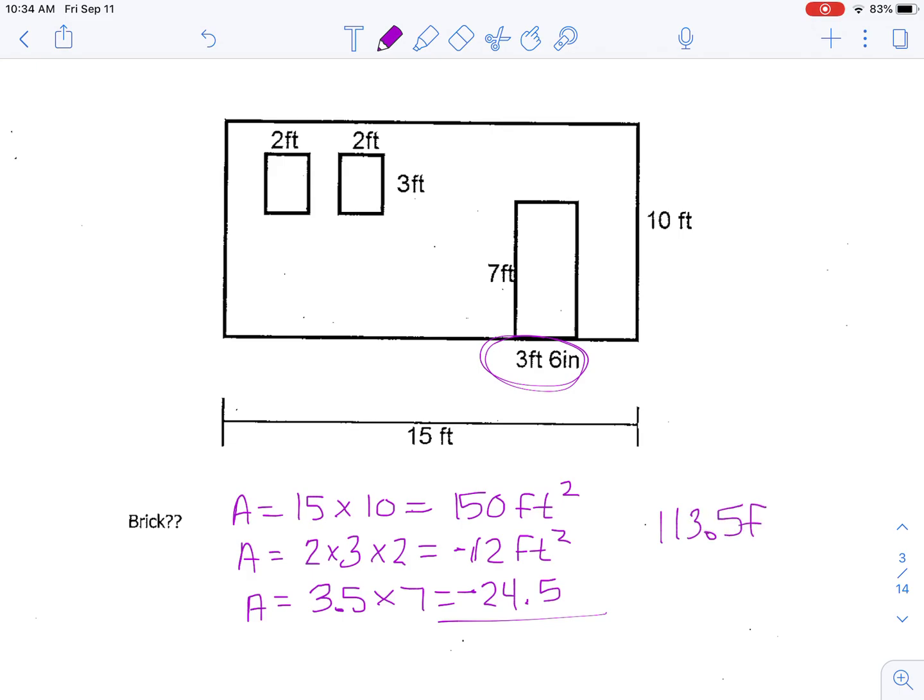113.5 square feet. And our rule of thumb says that for every square foot, we have 7 bricks. So we're going to multiply that by 7. And our calculator gives us 794.5. But we know that if we're estimating for materials, we're always going to round that up to the next whole unit brick.